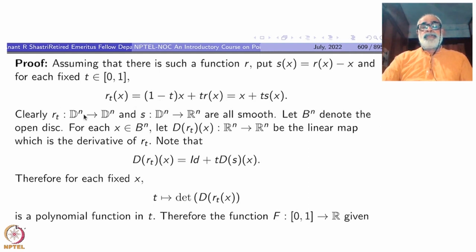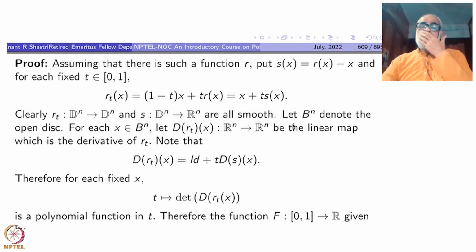Rt is from Dn to Dn, because Rx is from Dn to S^(n-1), x is identity, and this is the line joining the two points, you see. So the convexity of Dn will tell you that this is always inside Dn. However, this difference may go out also, you don't know where it is. So this S is from Dn to Rn. Because I started with R as a smooth function, all these are smooth functions.